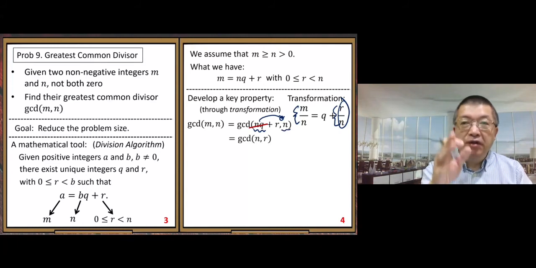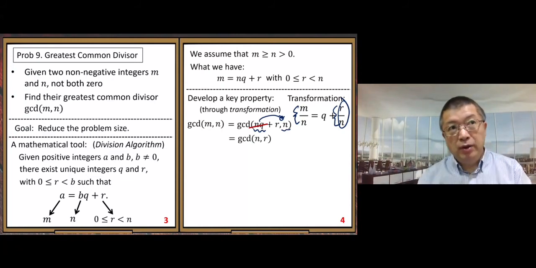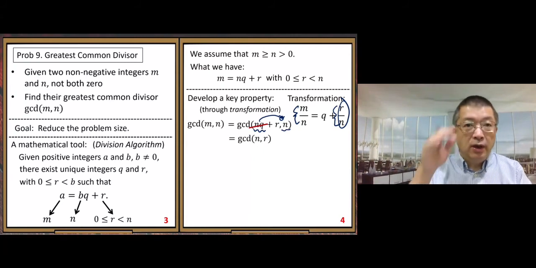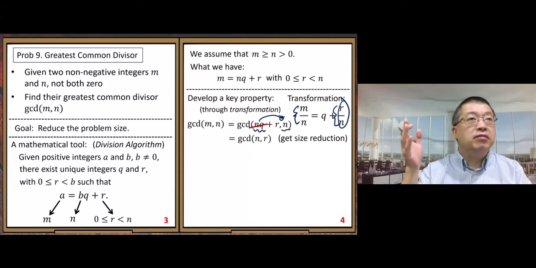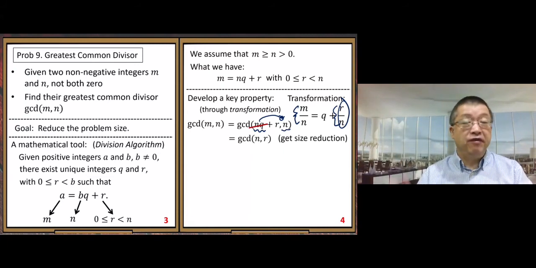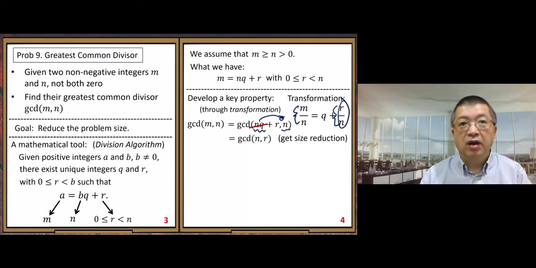So the result is we will get a smaller size GCD: GCD of n and r. We know n is greater than r, right? So we put the larger number as the first parameter, n and r. This way, we get size reduction. And it is a variable size reduction, right? You cannot predict how much size reduction you get this way. No such prediction, so variable size reduction.